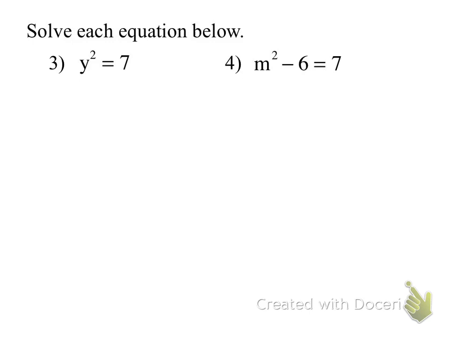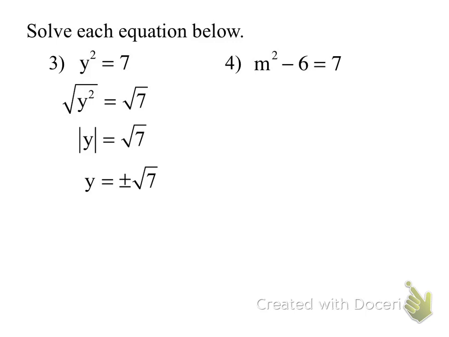So, next one. I had a number of students say to me, well, we can't do this because 7's not a perfect square. But we're going to continue. We're going to do the same process. What would I do first, Ben? You would square root both sides. Square root both sides of the equation. And what would I get next? You would get absolute value of y equals square root of 7. Okay. And then you'll get y equals plus or minus radical 7.